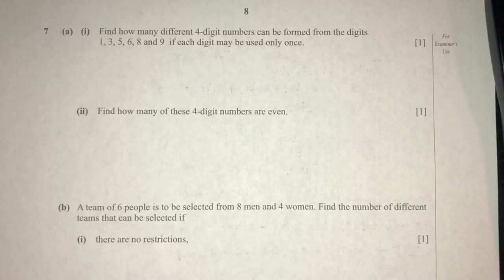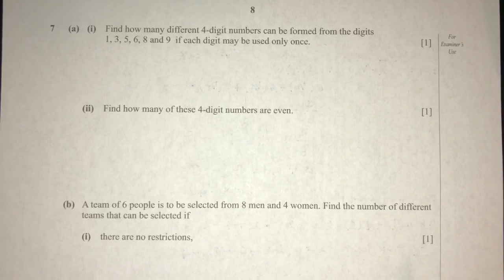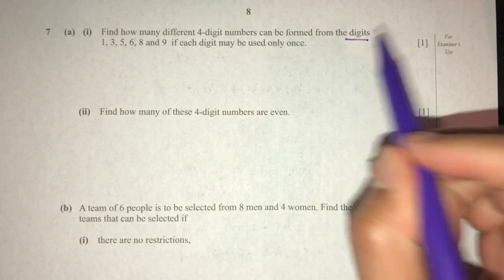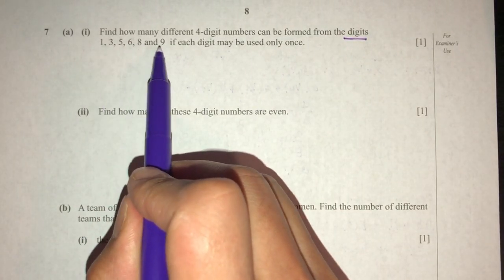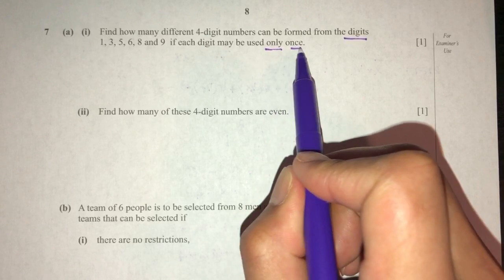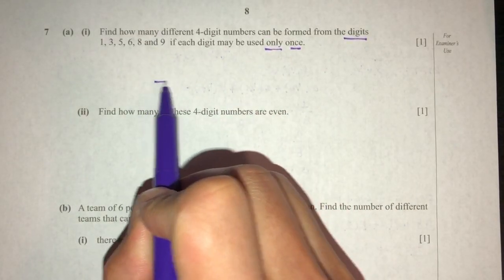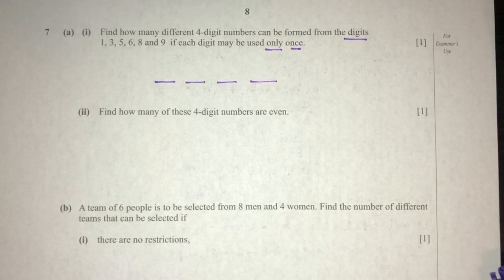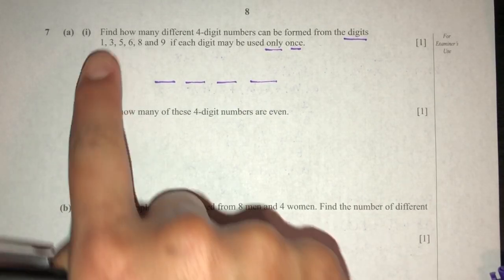This one is permutation problem. Find how many different 4-digit numbers can be formed from the digits 1, 3, 5, 6, 8, and 9 if each can be used only once. So pretty easy. We have to form a 4-digit number. So 1, 2, 3, 4 spaces. Now we can choose any numbers from this list.